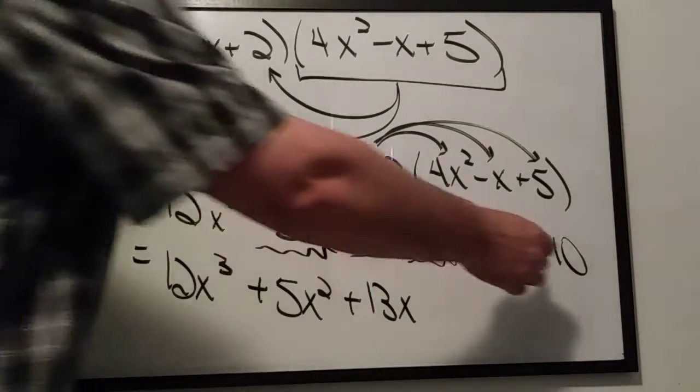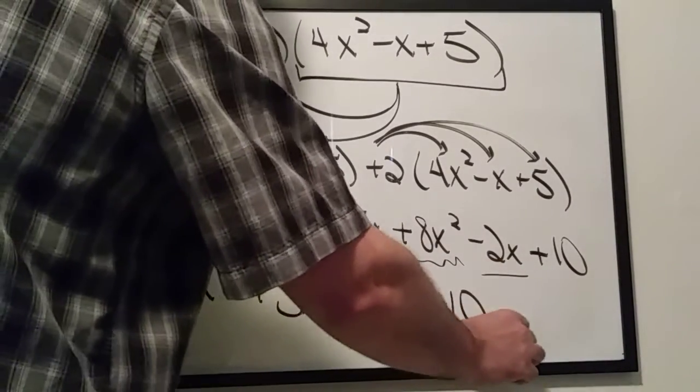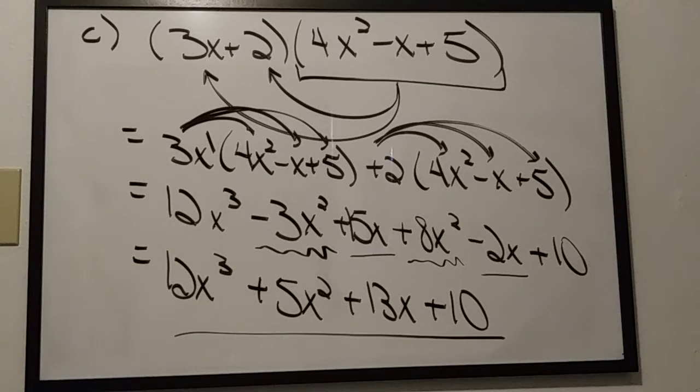And then finally, my constant term, I only have one of those, so it's just going to simply come down as well. So there's our final answer, 12x to the third plus 5x squared plus 13x plus 10. Now, as you look at this problem, there are three comments that I want to make at this point.